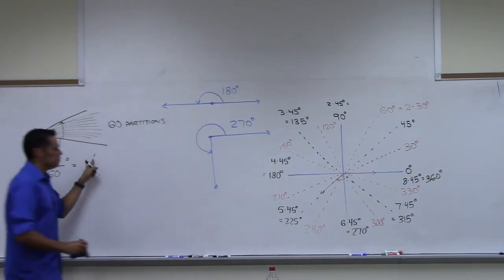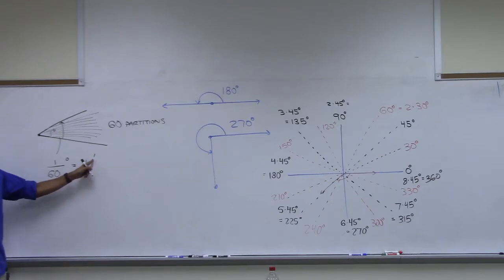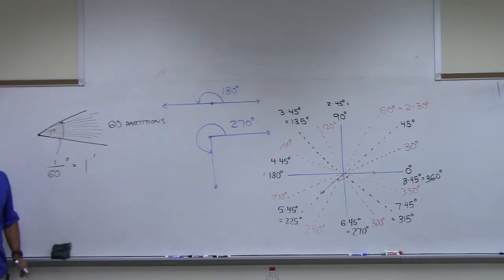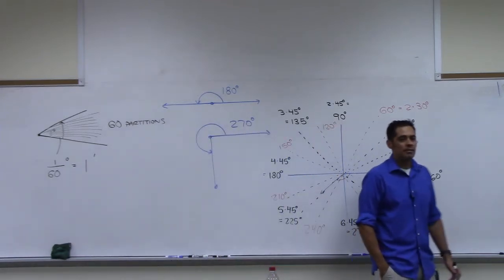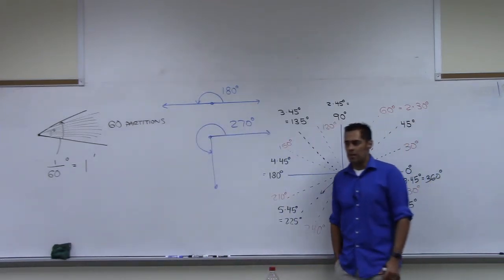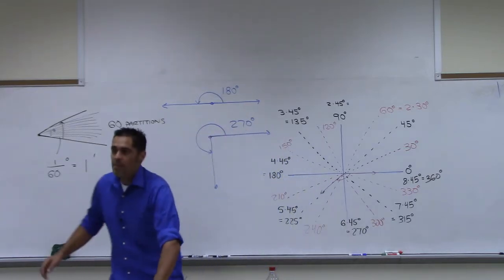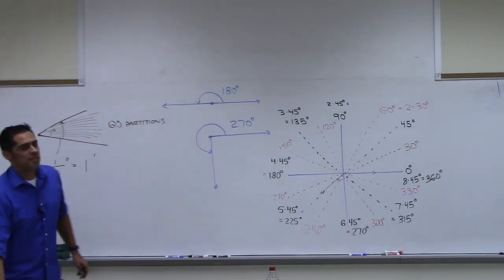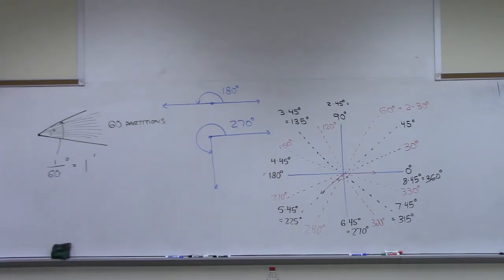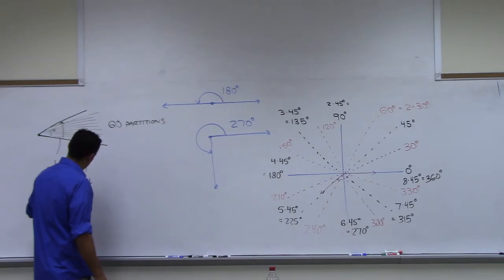And we do a single prime mark, 1 minute. So how many minutes are in a degree? There are 60 minutes in 1 degree. Make sense? That's just like me saying, how many inches are in a foot? You'd say 12, right? There are going to be 60 minutes in 1 degree. So this is 1 minute.